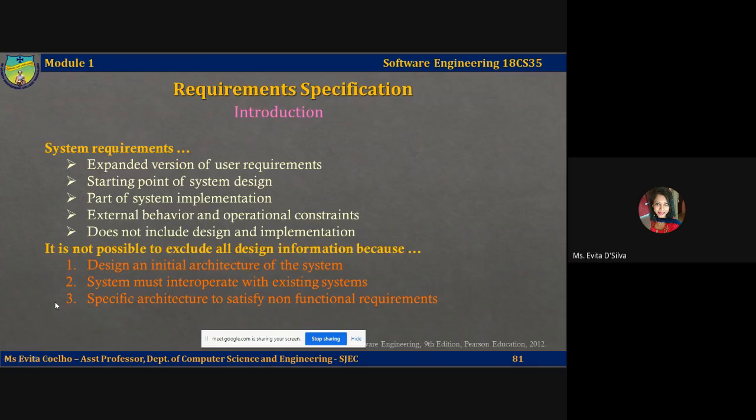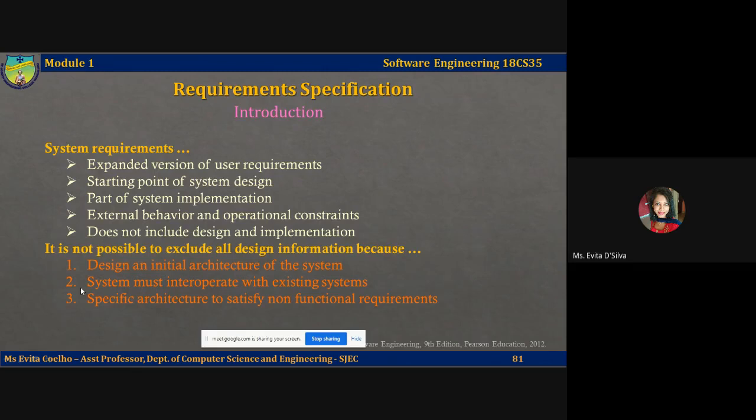First, you may have to design an initial architecture of the system to help structure the requirement specification. The system requirements are organized according to the different subsystems that make up the system. This architectural organization is essential if you want to reuse software components when implementing the system design. So this is why you cannot totally exclude the initial architecture of the system in your requirements document.